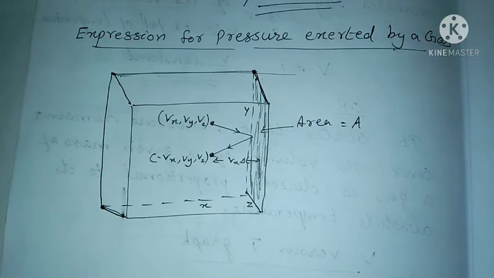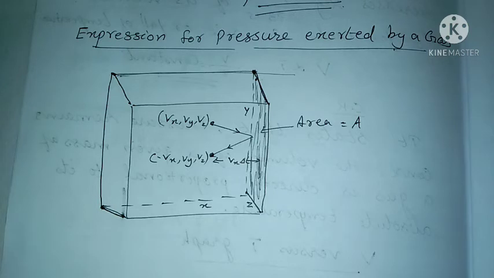Then the second one, about the size of the molecule. The size of the molecule is negligible compared with the average distance between the molecules present in the container. Then the third one, the molecules are in a state of continuous motion, that is, in random motion, moving in all directions with the possible velocities. So the molecules should be in random motion.